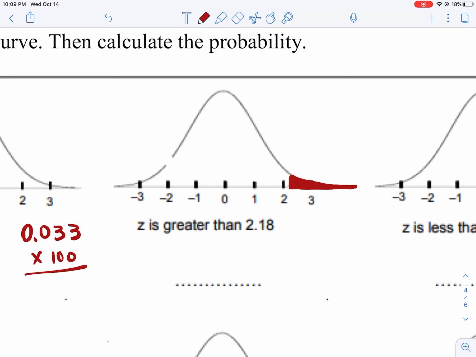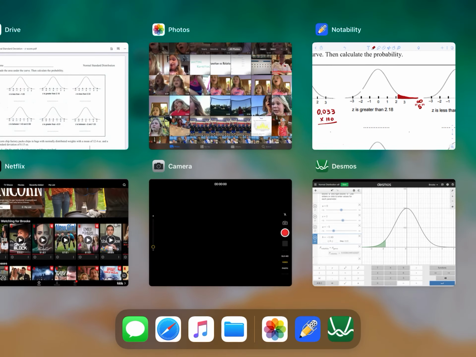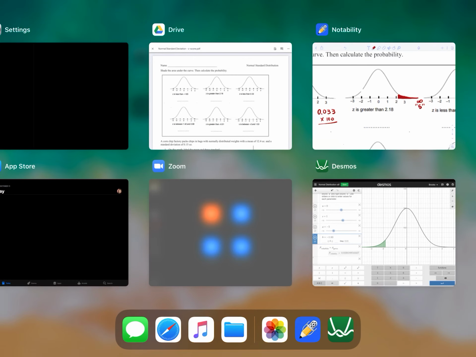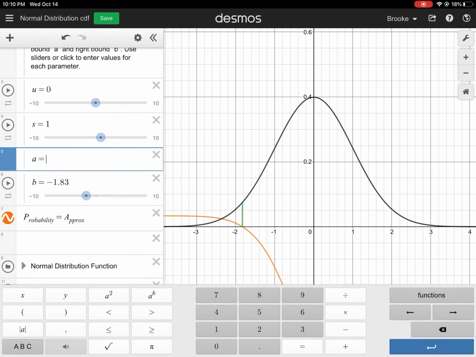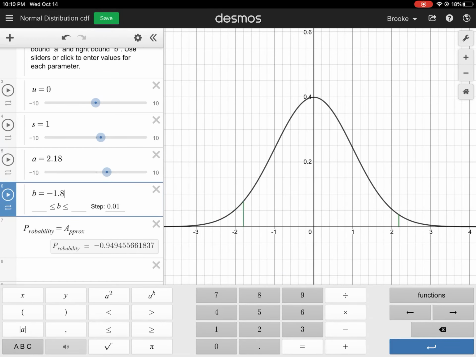So if I'm greater than, remember, I'm going towards the right, and again, that's going towards positive infinity, but that's hard to represent. So for right now, we're going to use the number 5. So if we were to go into our Desmos calculator, we are using our 2.18 as our first boundary line, and our second we're using as 5.